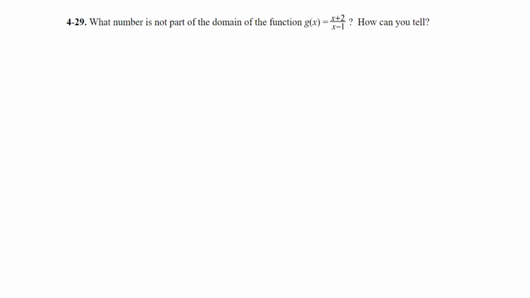On question 29, what number is not part of the domain of the function? This goes back, I believe, to chapter 1 and 2, and how can you tell? Well, when you're dividing, you can't divide by 0. So this down here cannot be 0. So what value of x makes that 0? So if we set this up as an equation, we find out that if x is 1, that will make the denominator 0, which means x cannot equal 1. So that's the number. What number is not part of the domain? X equals 1 is not part of the domain.